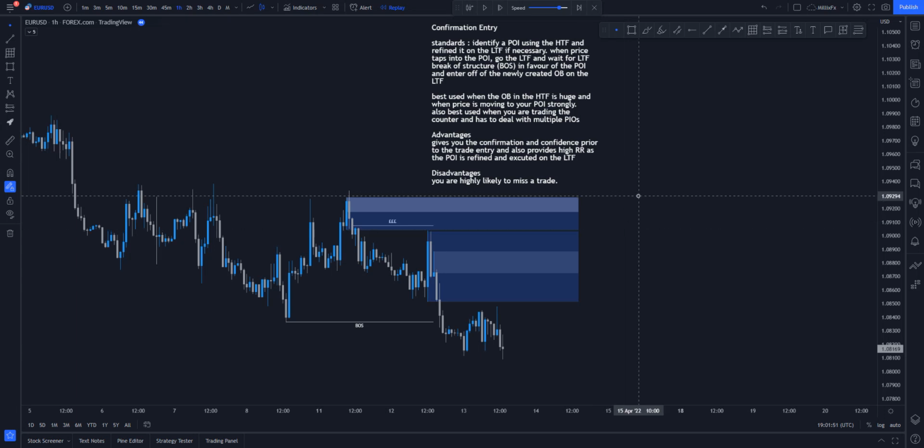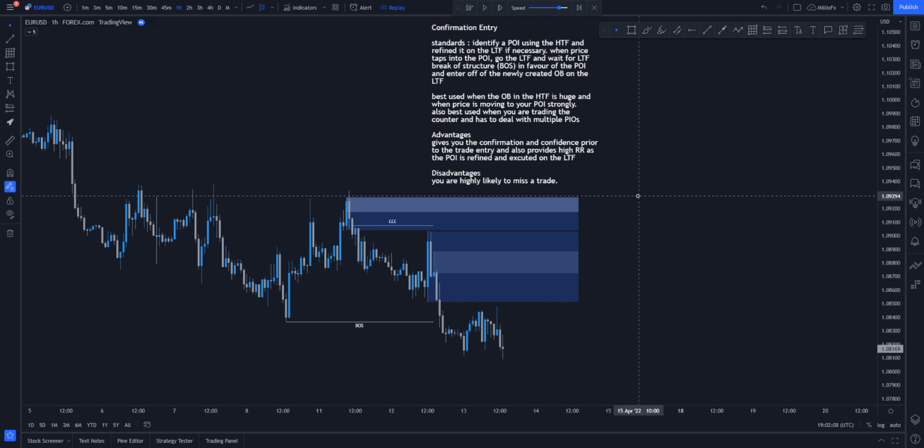All right, so now we have finished learning about the types of entries. Now I'm going to explain one by one about the two types of entries, and in this case, I'm starting with the confirmation entry. So, what is a confirmation entry?